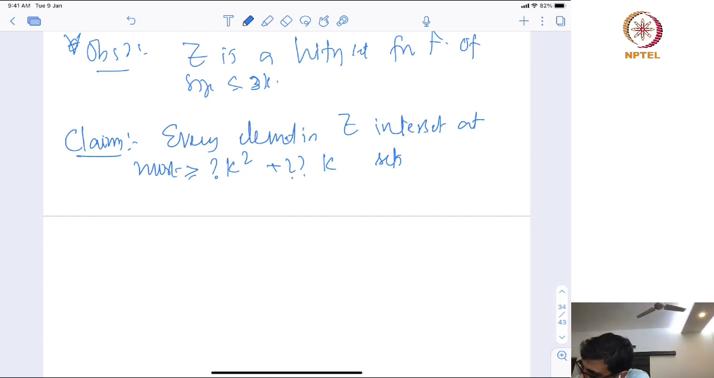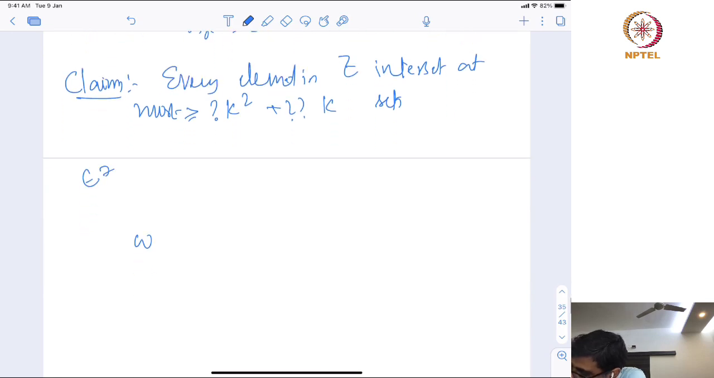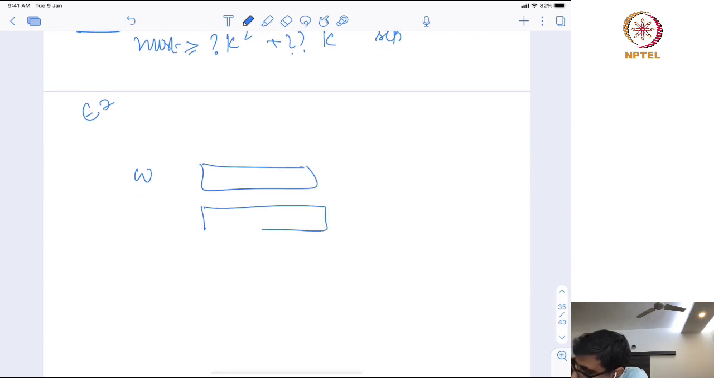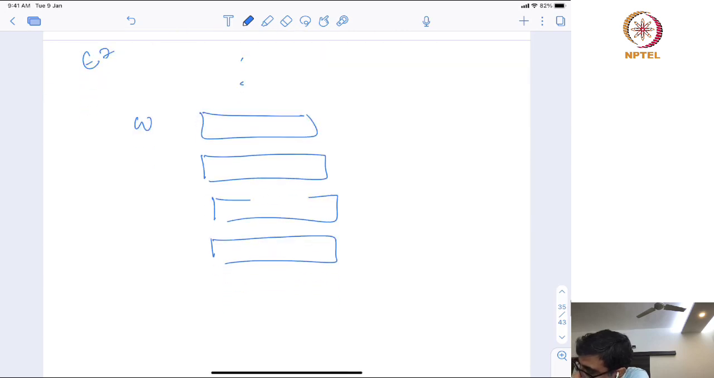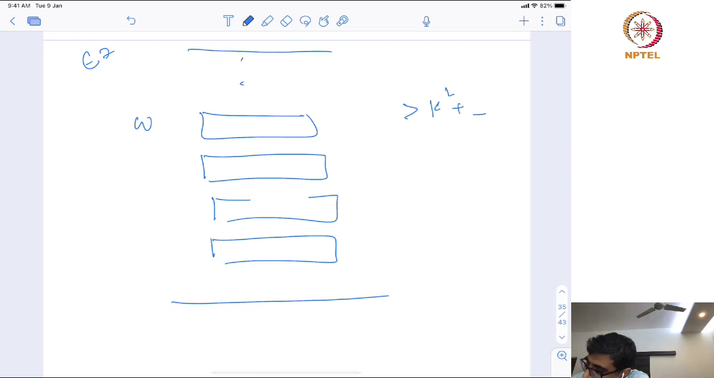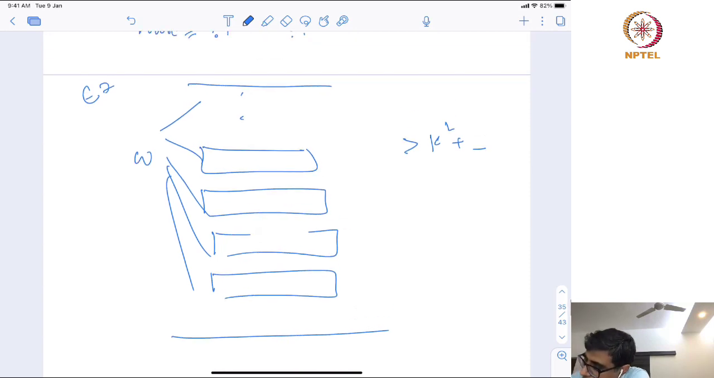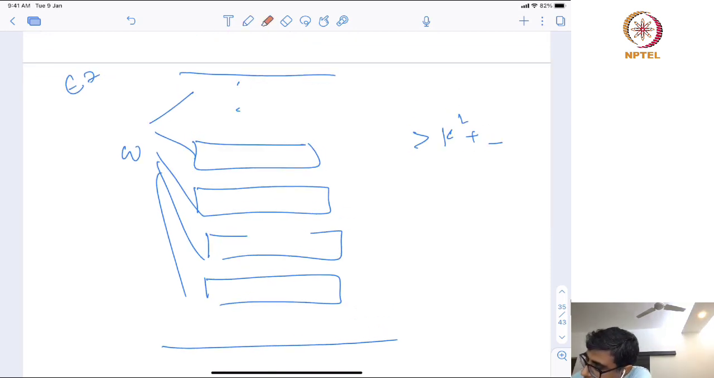So, why? Let us fix an element w in Z, and suppose it participates in lots of sets. Suppose it participates in more than some k squared plus some sets. We will see what happens. So, what is common about these sets? W is inside each of these sets. Now, let us pick up the first set here.